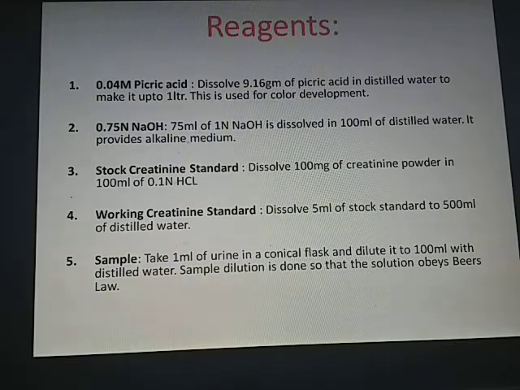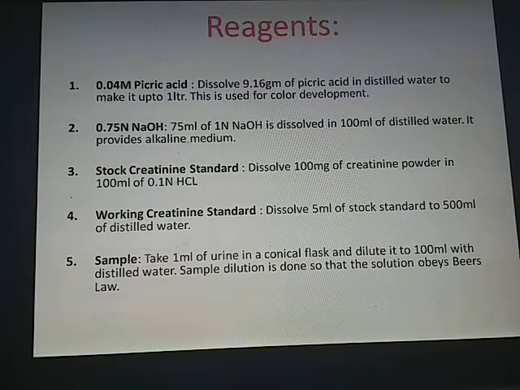So these are the reagents prepared in the laboratory. These are ready-made reagents provided to you. You need not prepare them separately. The reagents will be prepared by the technician in the laboratory. You need to add the proper quantity of these reagents in the experiment to get the correct quantitative estimation of creatinine.